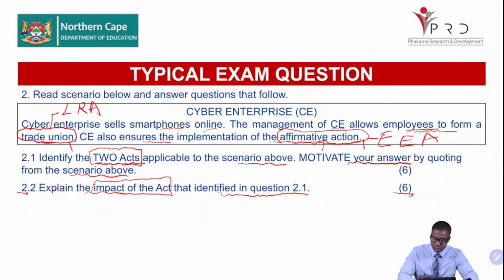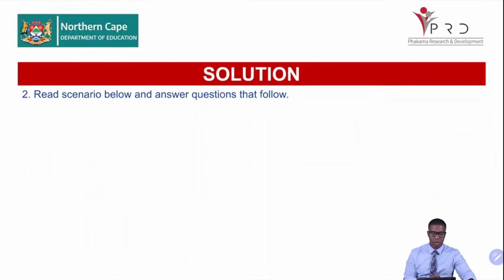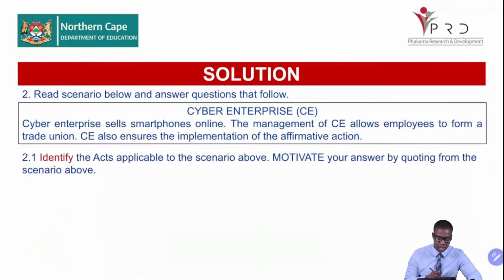So whenever you see the words affirmative action, just know that the act that is applicable there is the Employment Equity Act. Whenever you see anything that talks about trade union, collective bargaining, or strike, and it is appearing in your question 2, any question on legislation talking about trade unions should be Labor Relations. So let's check if I'm correct with that interpretation and analysis.